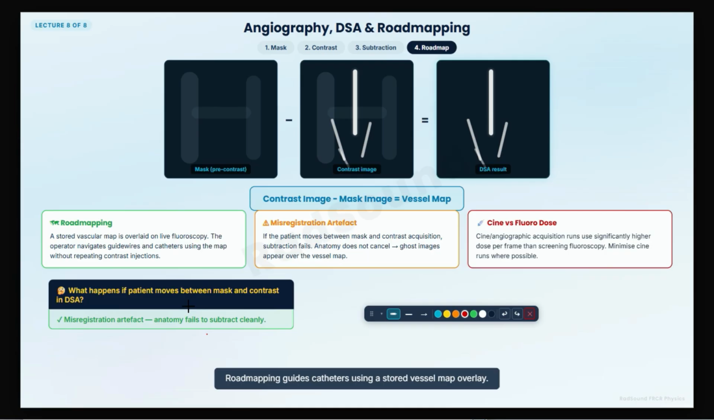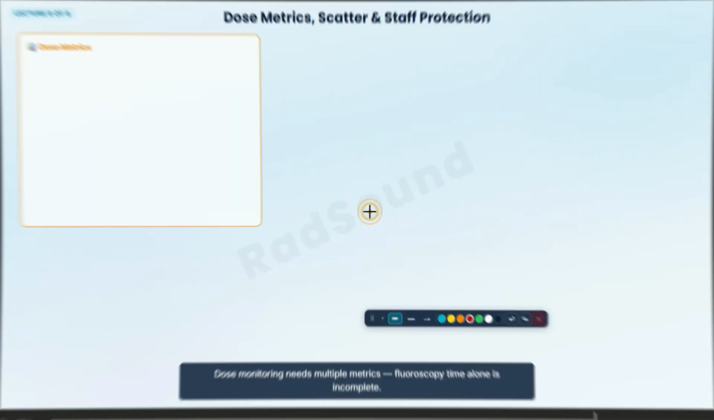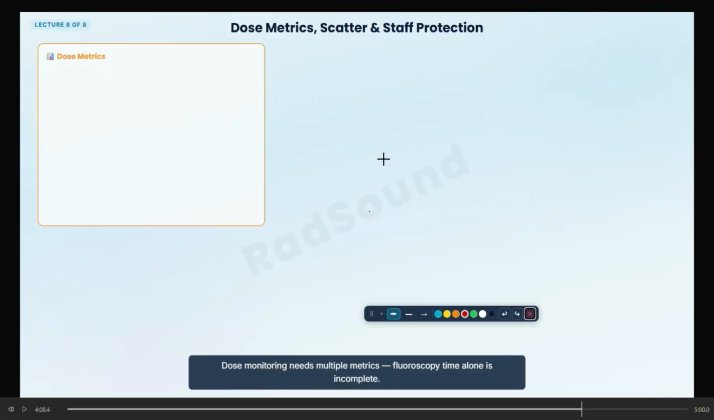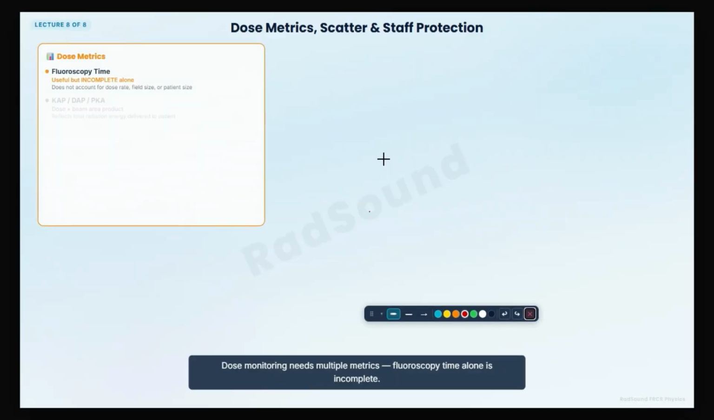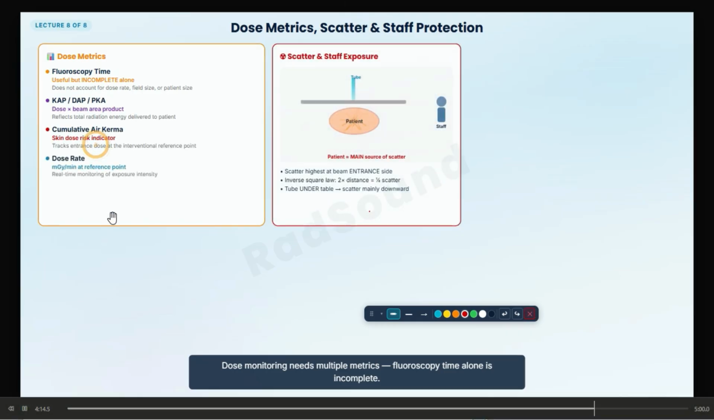You capture the mask image pre-contrast, then you inject contrast, then you subtract the mask from the contrast image, and it will remain only the vessel map, with no background anatomy. You will see only the vessel. Also, monitoring in fluoroscopy is very important. It needs multiple metrics, so time alone is incomplete. You have to follow a lot of things in fluoroscopy.